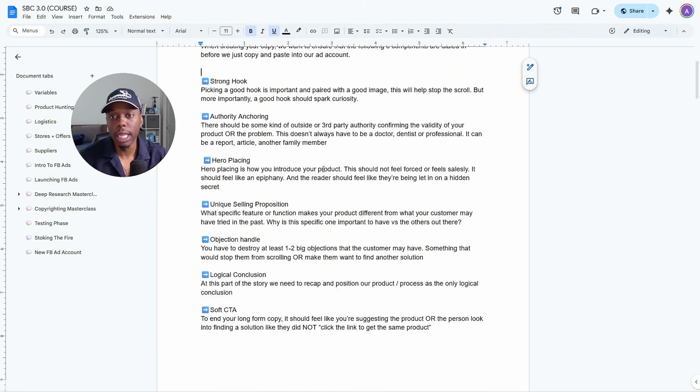So the structure that I like to follow with my long form copy is as such: strong hook, authority anchoring, hero placing, a unique selling proposition, which a lot of you guys struggle with, objection handling, logical conclusion, and a soft CTA. You can quickly pause the video to read these. To me, a lot of these are self-explanatory, but these are some of the most fundamental things that you need to create really good copy.